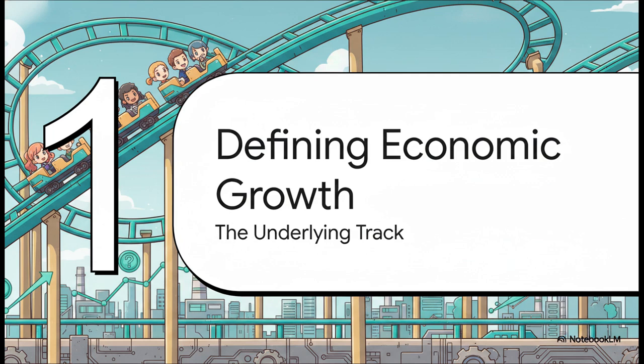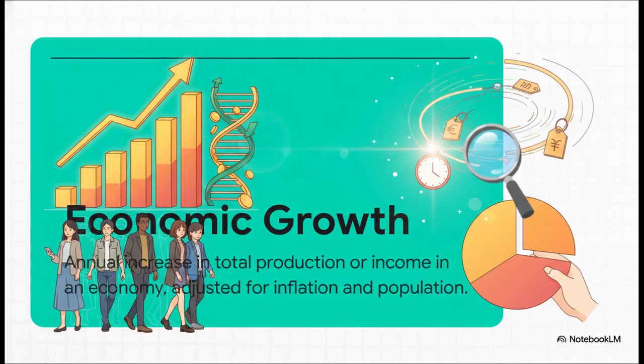Section 1. Defining economic growth, the underlying track. So, before we get to the drops and loops, economic growth fundamentally comes down to tracking the annual rate of increase in total production or income. But economists don't just look at raw, flashy numbers. They adjust for reality using real terms to strip away the total illusion of inflation. And they absolutely have to account for population growth.